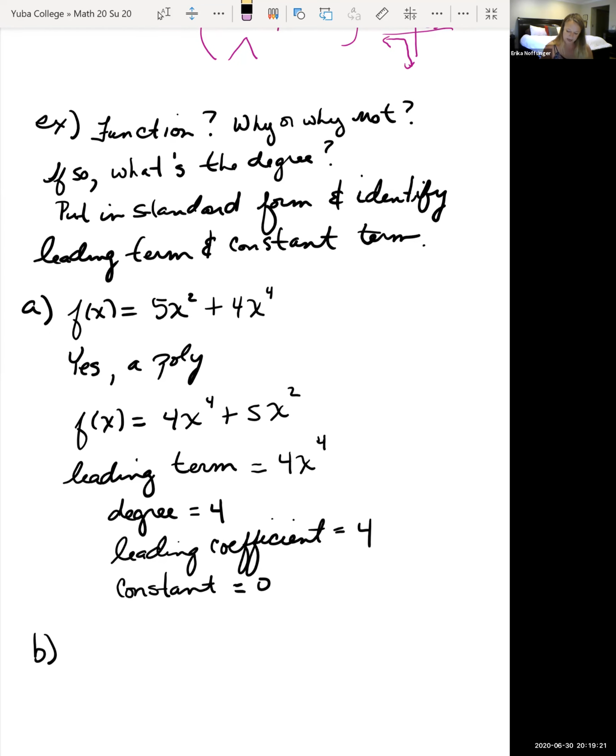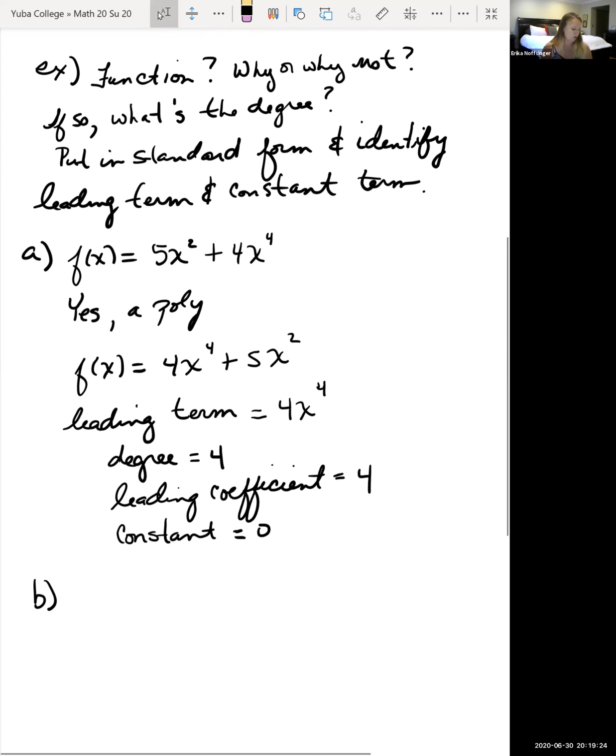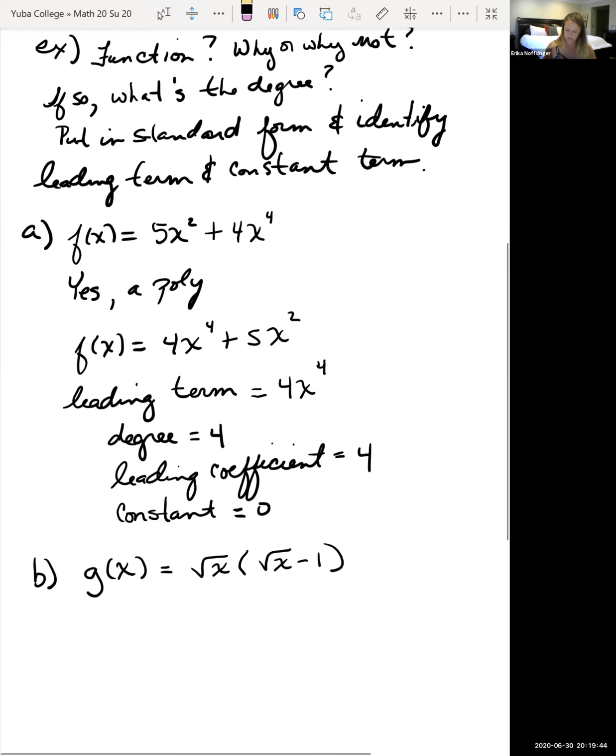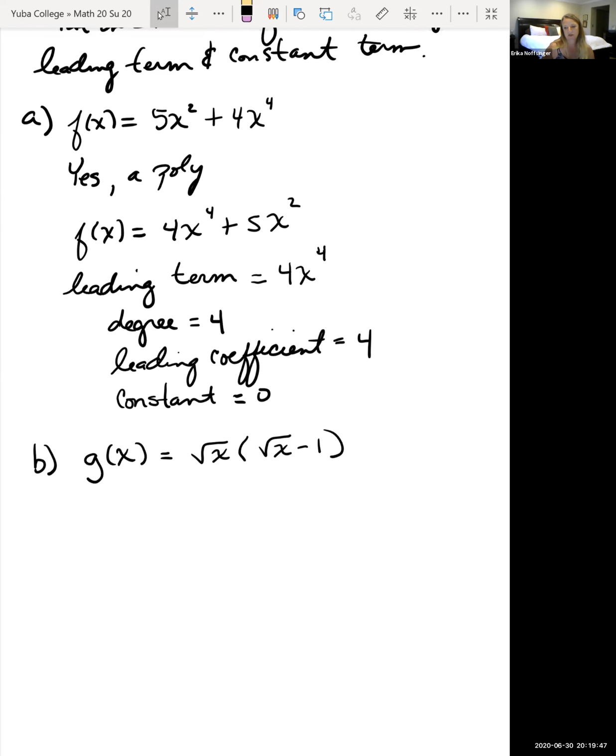Okay, same questions. What if you had g of x is equal to the square root of x all times the square root of x minus 1? Do you guys believe that is a polynomial or not a polynomial? Why or why not? So I'll throw that out to you guys.